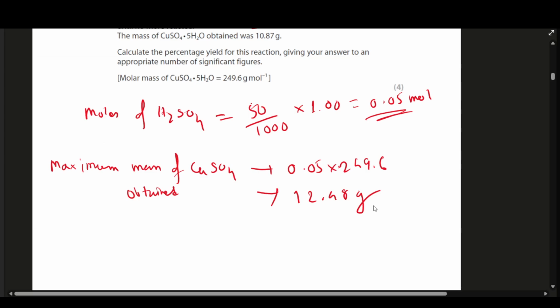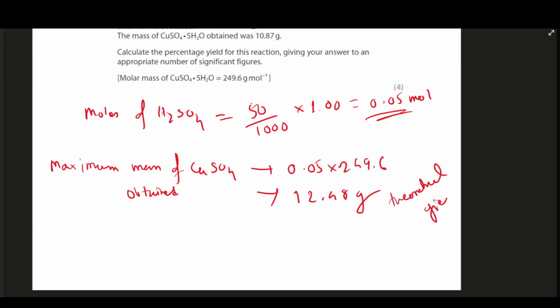Okay, so now we know what? We know the actual yield, isn't it? Yes or no? Sorry, not actual. We know the theoretical yield, right, Simra? Isn't this the theoretical yield? All right. We know the theoretical yield. And what is the percentage yield formula?